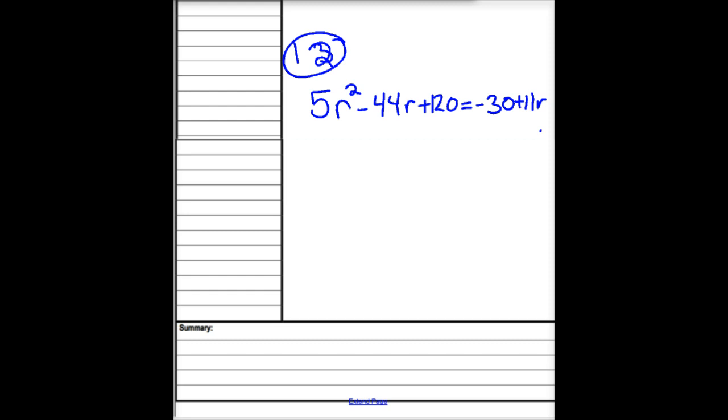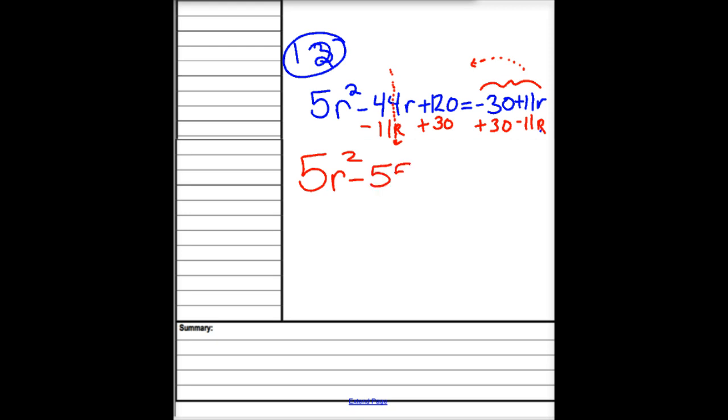So first of all, when it says solve by factoring, I need to get it equal to 0. In order for me to do that, I need to get these off of this side and over to the other side. And in order to do that, I need to do their opposites. So I need to add 30 to get rid of it. I'll line it up with its like term. And I need to subtract 11r, and I'll line that up with its like term. And what I get is 5r squared. Down 44, down 11 more is down 55 r's. 120 up 30 is up 150. And the right-hand side is equal to 0.